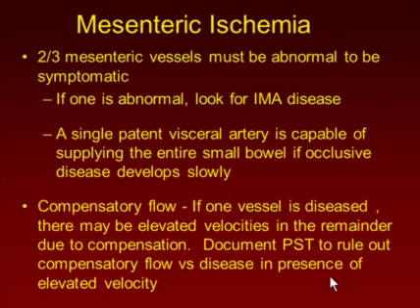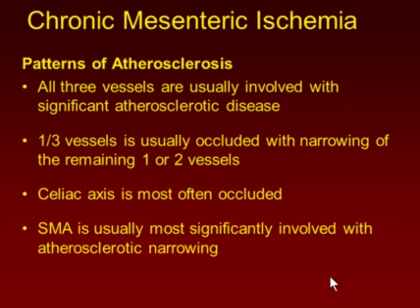Remember, though, that if one vessel is diseased, there may be elevated velocities throughout the remainder of the vessels due to compensation. So that piece of documenting peak systolic turbulence or post-stenotic turbulence to rule out compensatory flow as the main cause for increased velocity is very important. All 3 vessels are usually involved when there is disease present. One of the 3 vessels may occlude, and that's usually the celiac axis if it does. The SMA is usually the one that is most involved in significant narrowing.